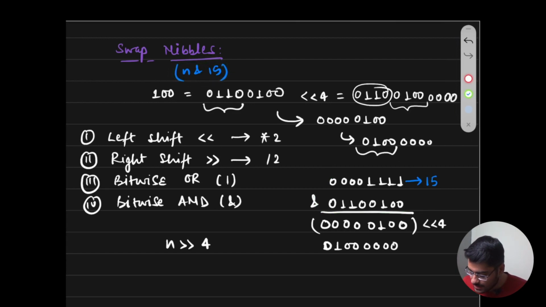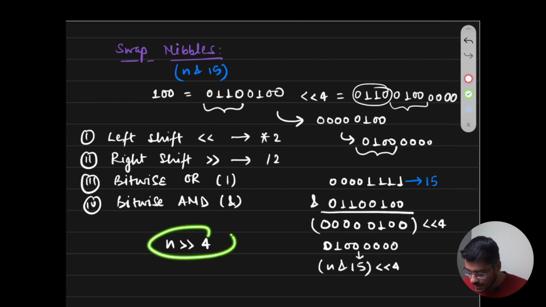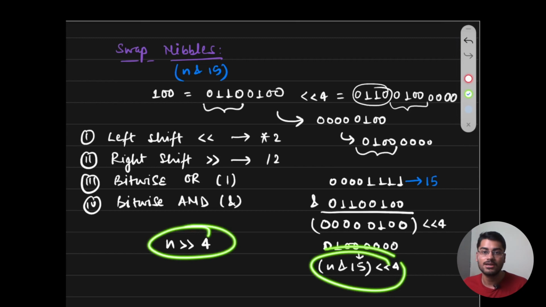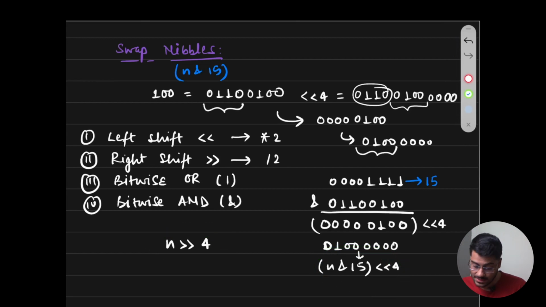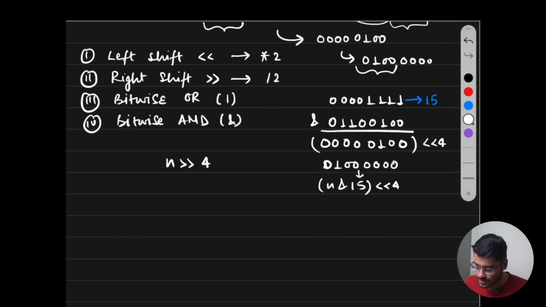Now what we have done here is n bitwise AND 15, and then we have shifted it to the left by 4 places. So this is what this number is. Now, is there a way in which we can combine our first and second numbers together to get the output? I say there is a way to combine these two to get our output.